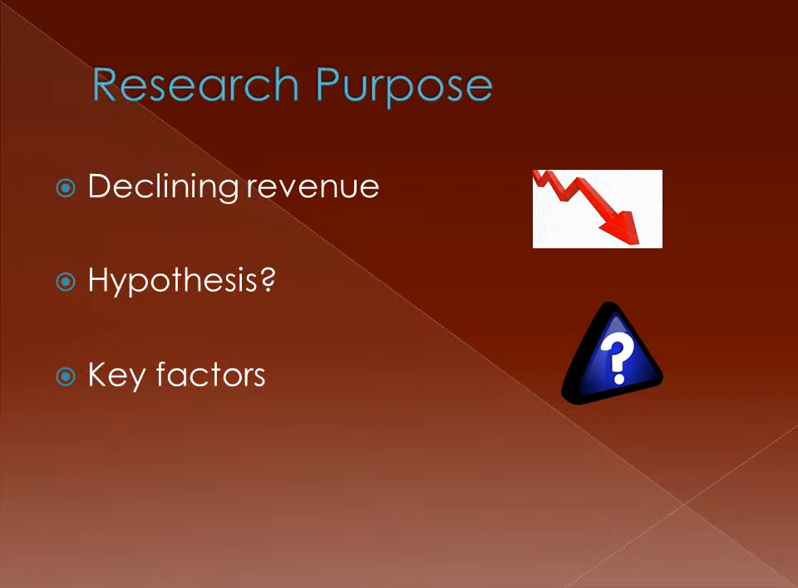So my main goal was to first prove that there was declining revenue in Coca-Cola. Need to create some hypotheses and key factors to whether or not there was a decline. So if there was, finding those factors and discussing them and analyzing them to find possible conclusions or possible correlations that would lead to the declining in revenues.